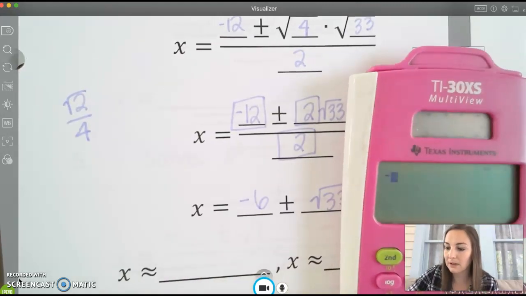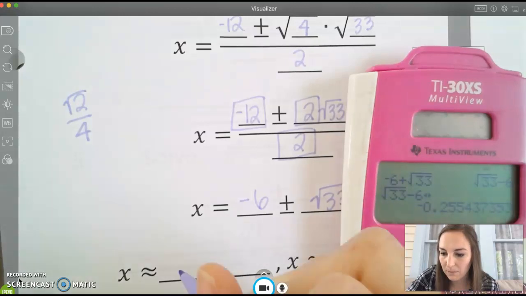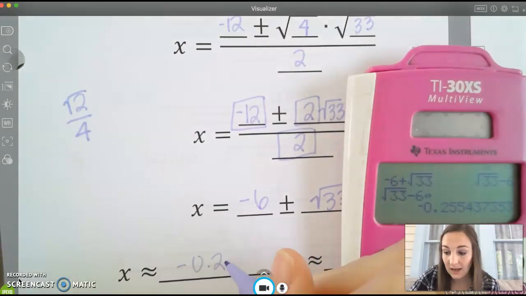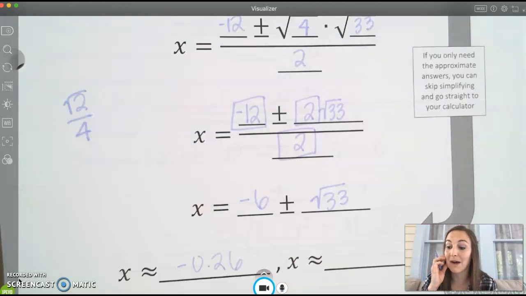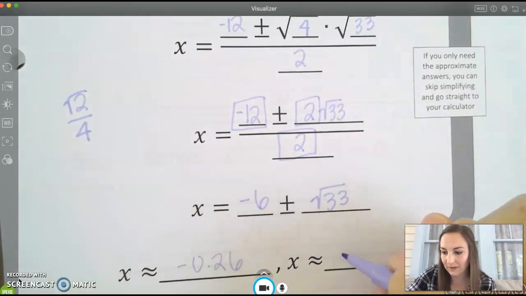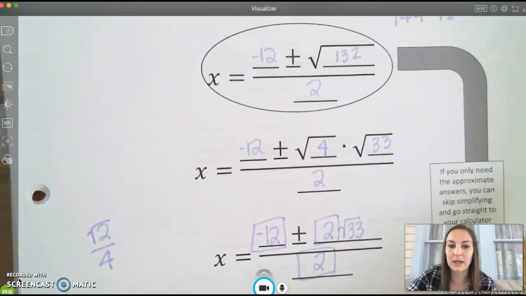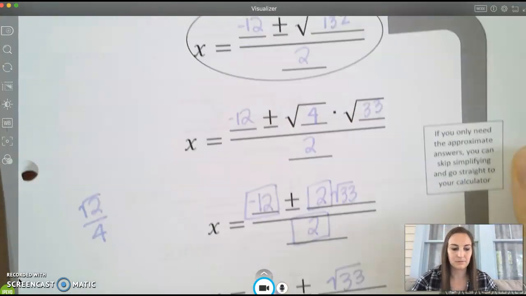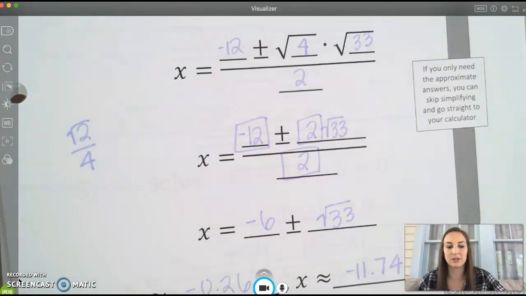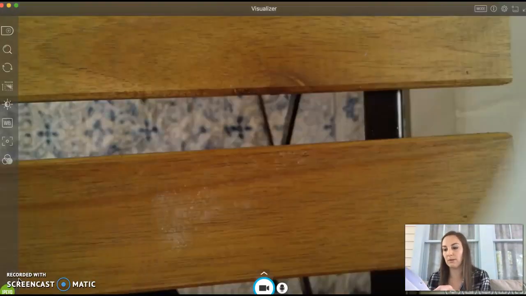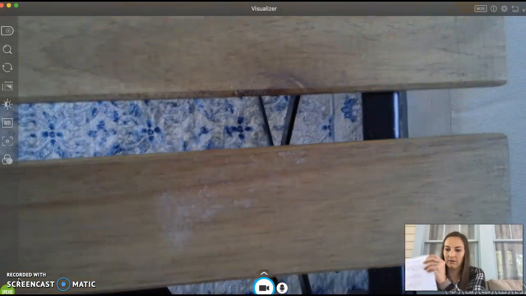Okay? So now I can plug this into my calculator. Negative 6 plus the square root of 33, and I get 0.26. And then I will do negative 6 minus the square root of 33, which gives me negative 11.74. And again, we could have gotten these answers from up here if we were just looking for the approximate. Okay, we're going to skip through because it's the same as 2, and we're going to hop over to number 4 and 5.